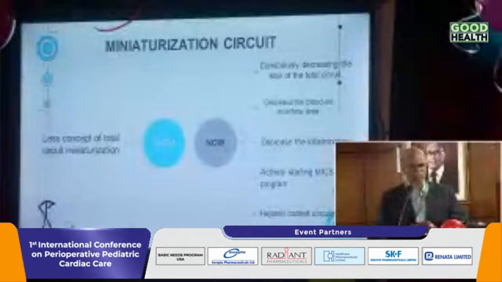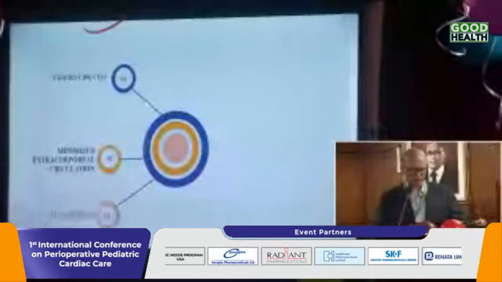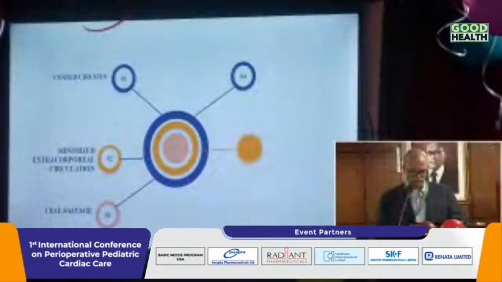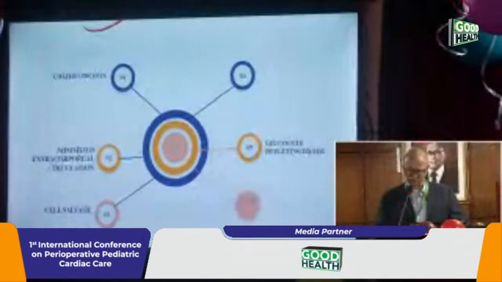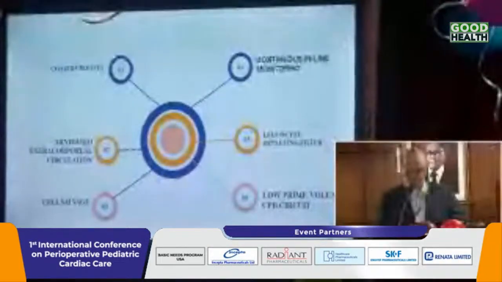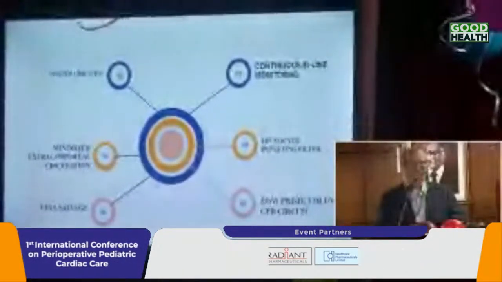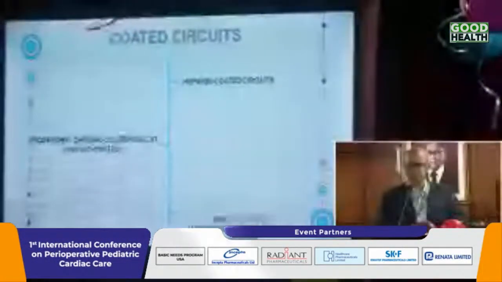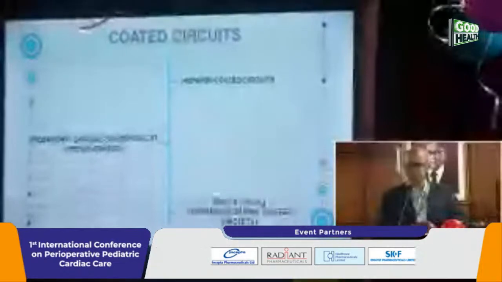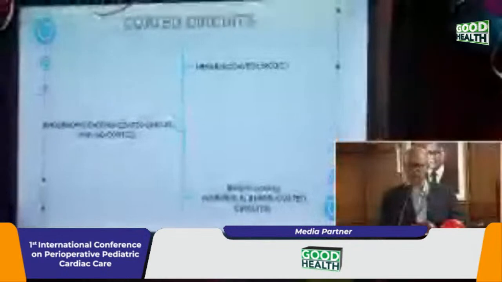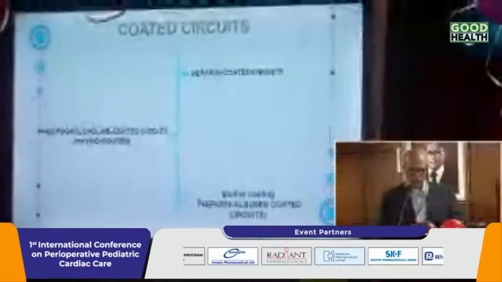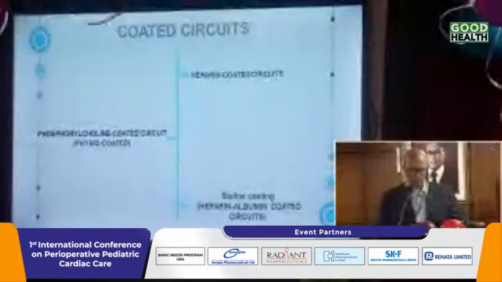So these are the advances which we can see now: coated circuits, miniaturized extracorporeal circulation, cell salvage, continuous inline monitoring, leukocyte depleting filters, and low prime volumes in CPB circuits. As we all know, we have many coated circuits, mainly heparin coated, then the Bioline coating, and now the current trend is to have the phosphorylcholine coated circuit, which is almost physiological.